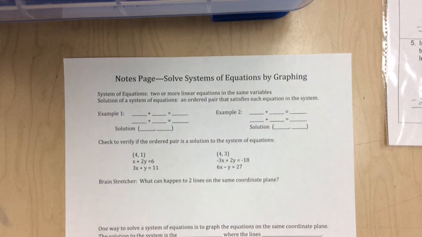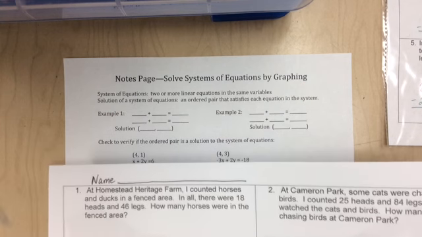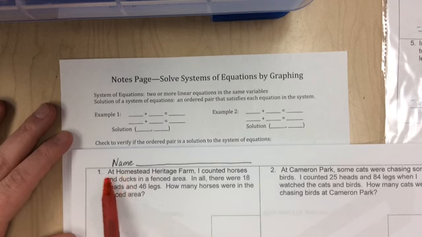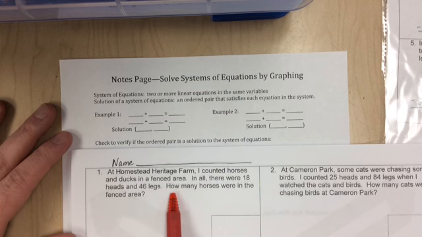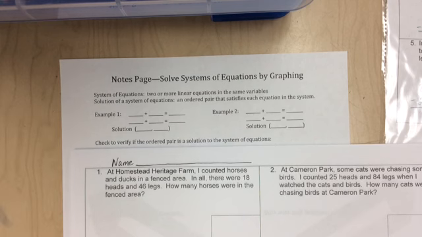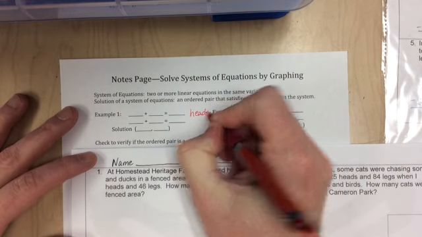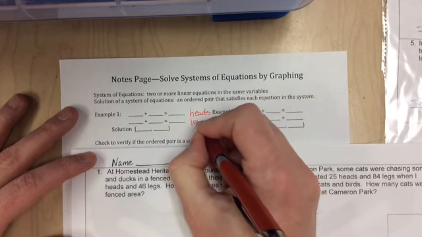Now let's look at our examples from yesterday when we talked about the heads and legs problem. So I'm going to look first here at number 1. At Homestead Heritage Farm, I counted horses and ducks in a fenced area. In all, there were 18 heads and 46 legs. How many horses were in the fenced area? So we solved those problems yesterday looking at pretzels and marshmallows, but how can we set them up as an equation? Well, because we're dealing with heads and legs, one of our equations is going to be about heads, and the other one is going to be about legs.